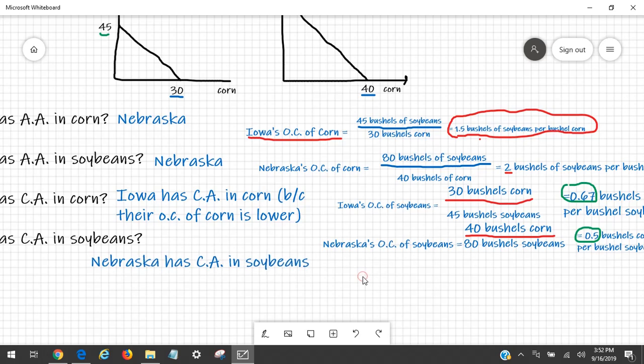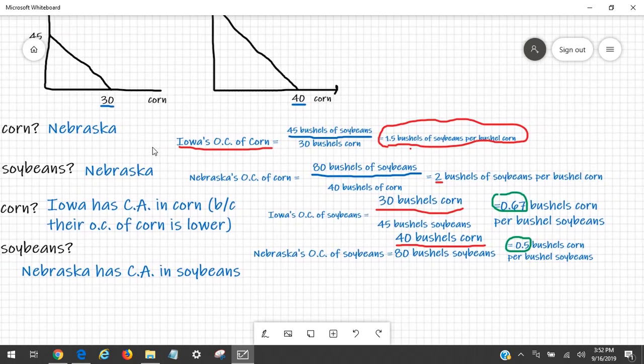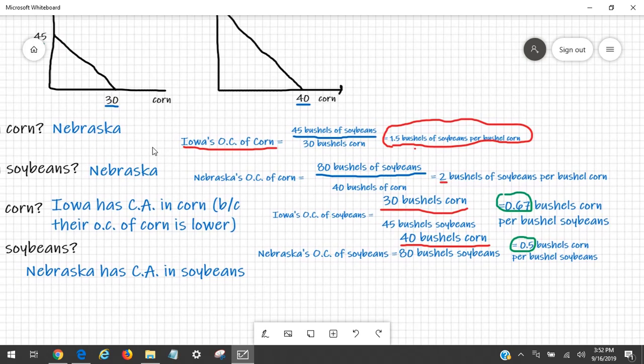Okay, so a couple things I want to note. That's the basic process of determining comparative advantage. You want to calculate the opportunity cost for both economies, compare them, determine whose is lower, and whoever's is lower, they're the ones who have the comparative advantage.